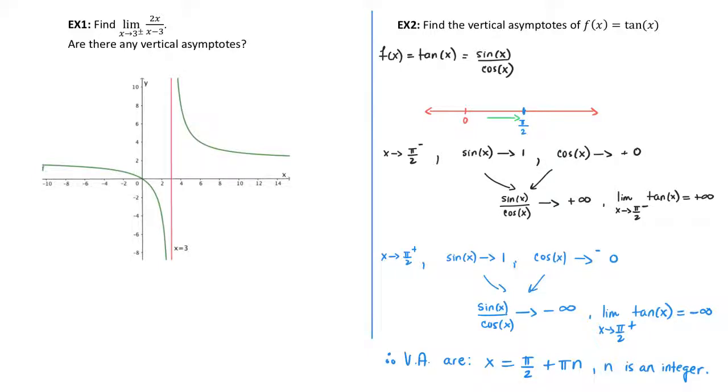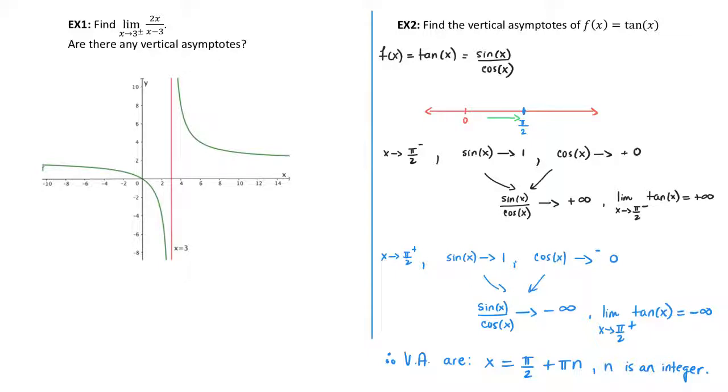So tangent has infinitely many vertical asymptotes, and they are all located at pi over 2 plus pi n. If you let n be 1, you're going to have pi over 2 plus pi. If you let n be negative 1, pi over 2 minus pi. And that's how you can collect many, many vertical asymptotes of tangent.